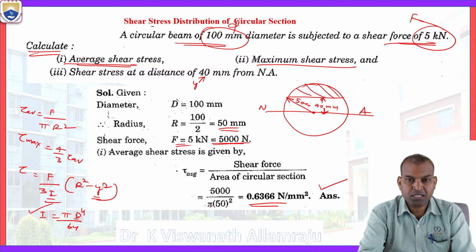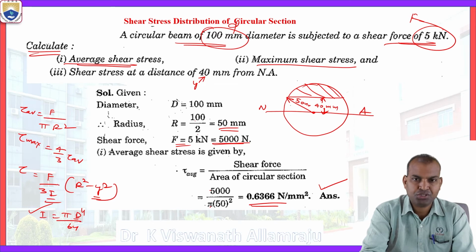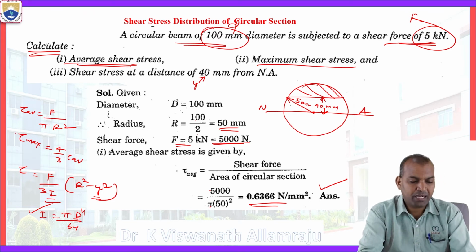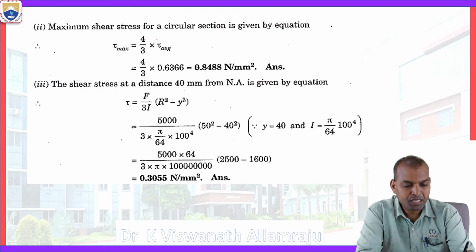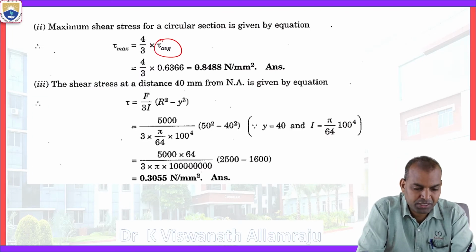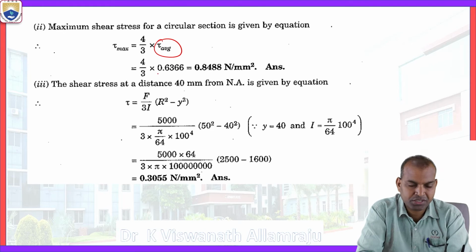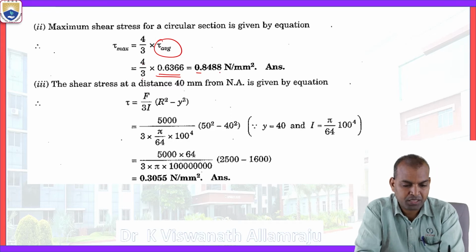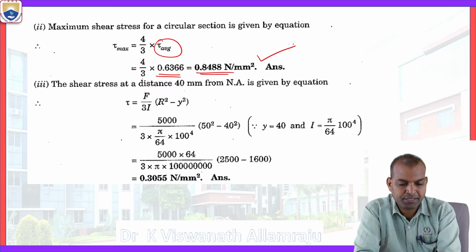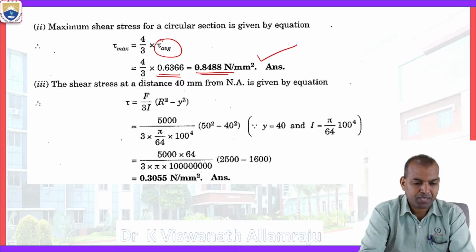What is the maximum shear stress? We know the relation between the maximum shear stress and average shear stress, that is tau maximum equals 4/3 times tau average. We found the average shear stress is 0.6366, so 4 by 3 times 0.6366 is 0.8488 Newton per square millimeter.